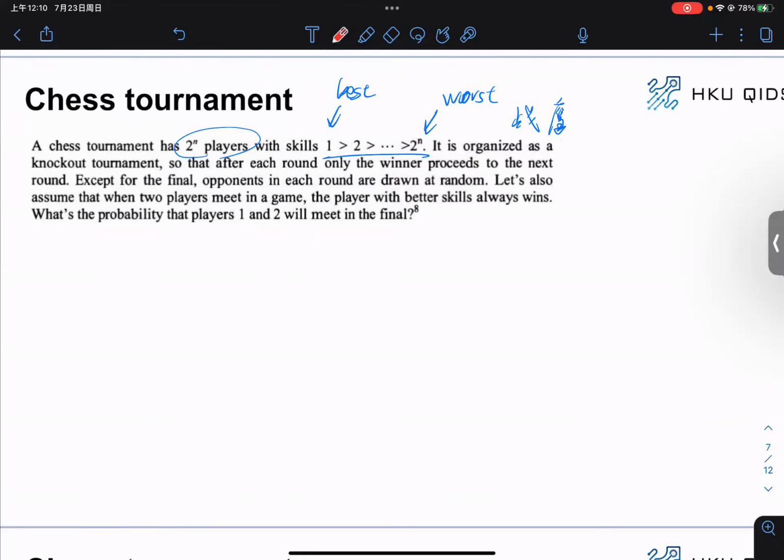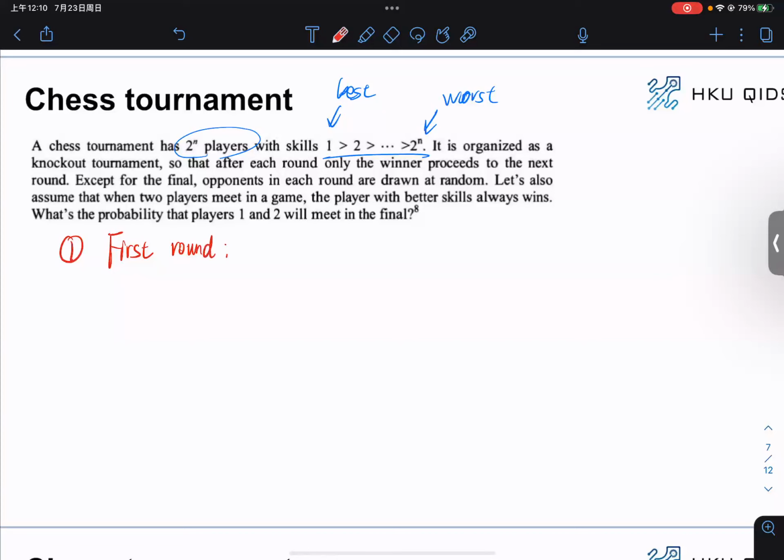It is organized as a knockout tournament so that after each round, only the winner proceeds to the next round, and opponents in each round are drawn at random. Let's also assume that when 2 players meet in a game, the player with better skills always wins. What's the probability that player 1 and 2 will meet in the final? So let's first try the normal way to solve this question. Let's think it one round by another round. So let's first think about the first round.